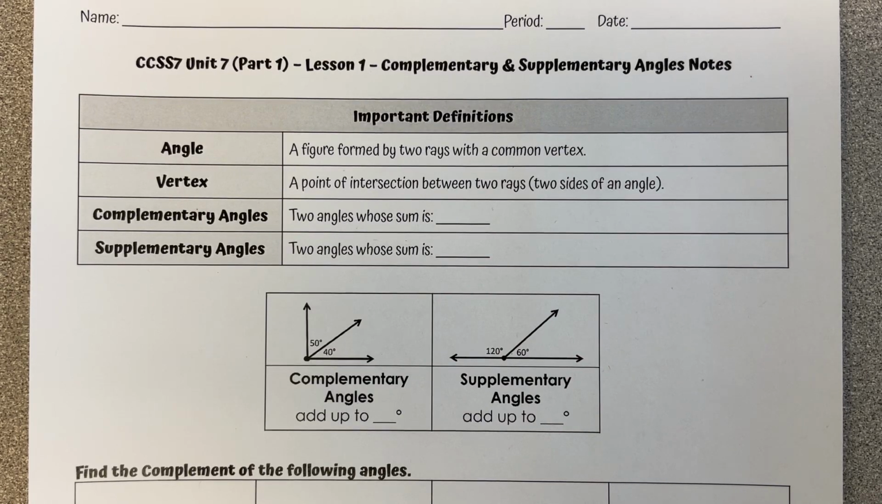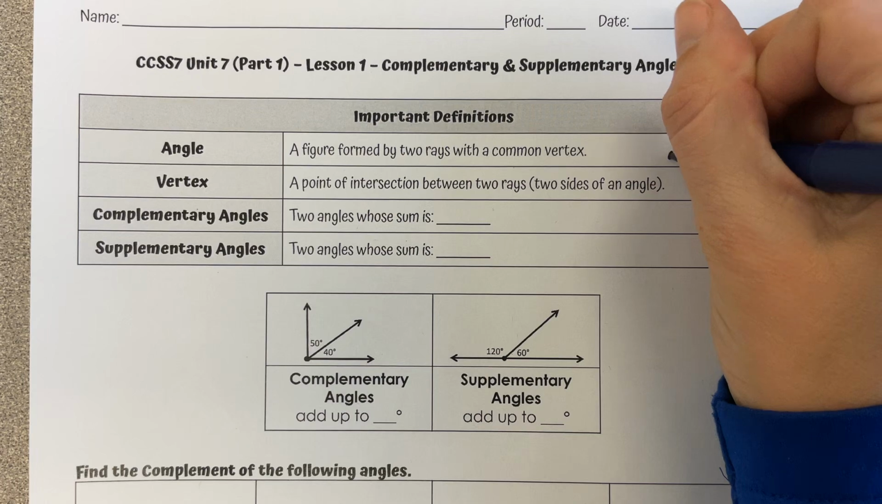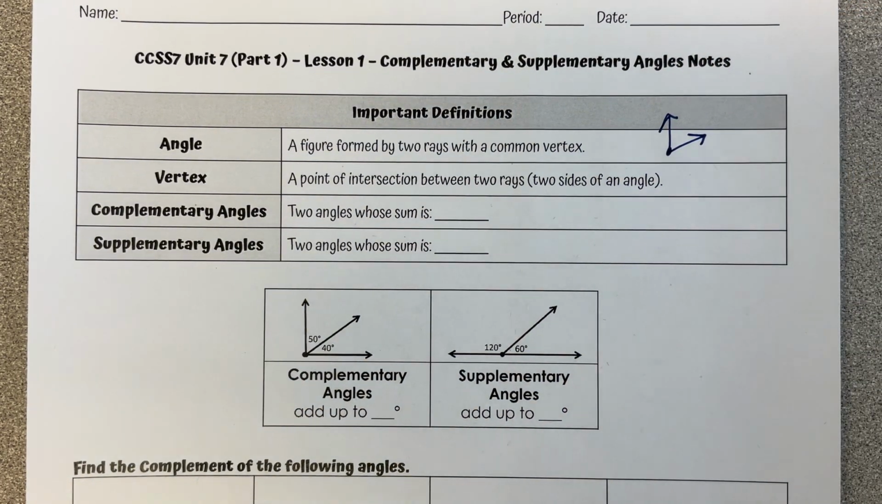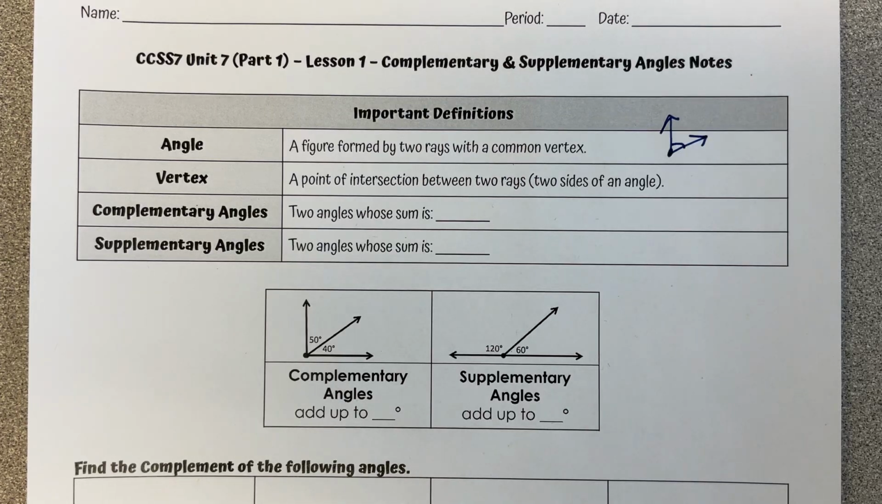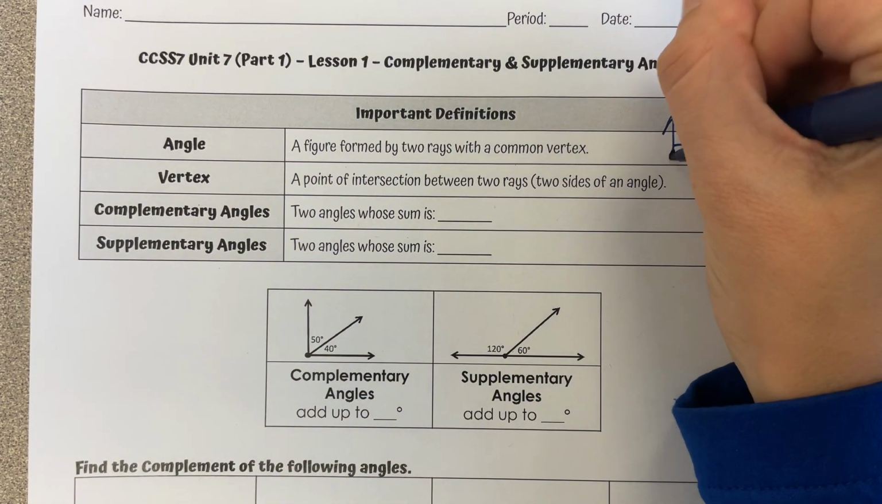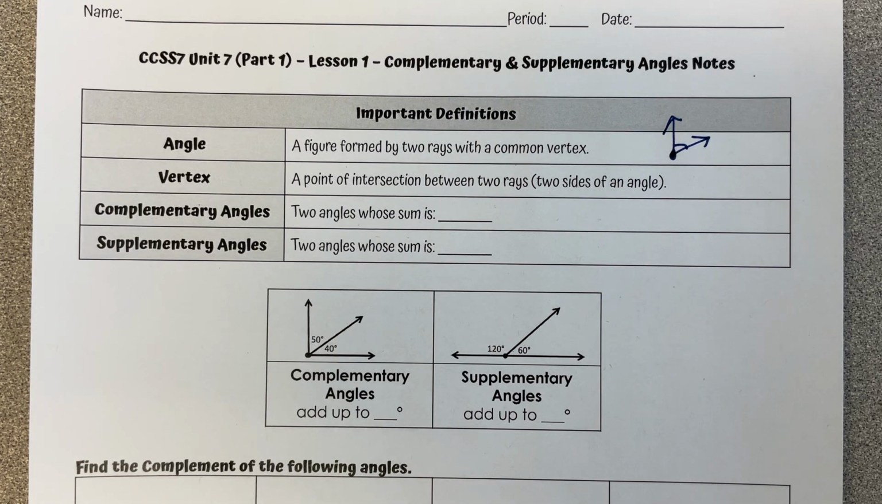All right, we're gonna look at lesson 1, which is complementary and supplementary angles. So some important definitions to note. We have angle, which is a figure formed by two rays with a common vertex. Meaning you have a common vertex, a ray going in one direction, a ray going in another direction. That creates our angle. Vertex is the point of intersection between two rays. So that point where they meet.